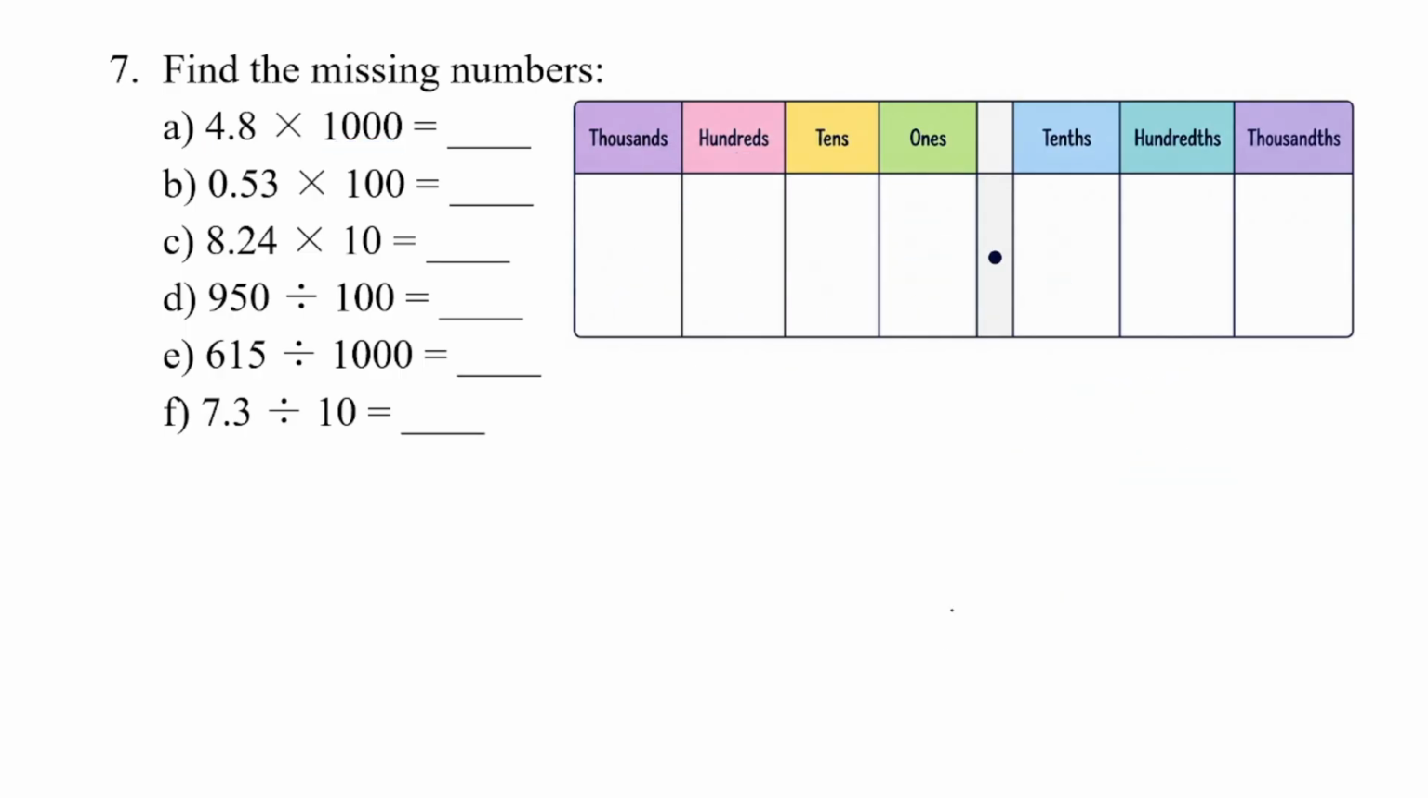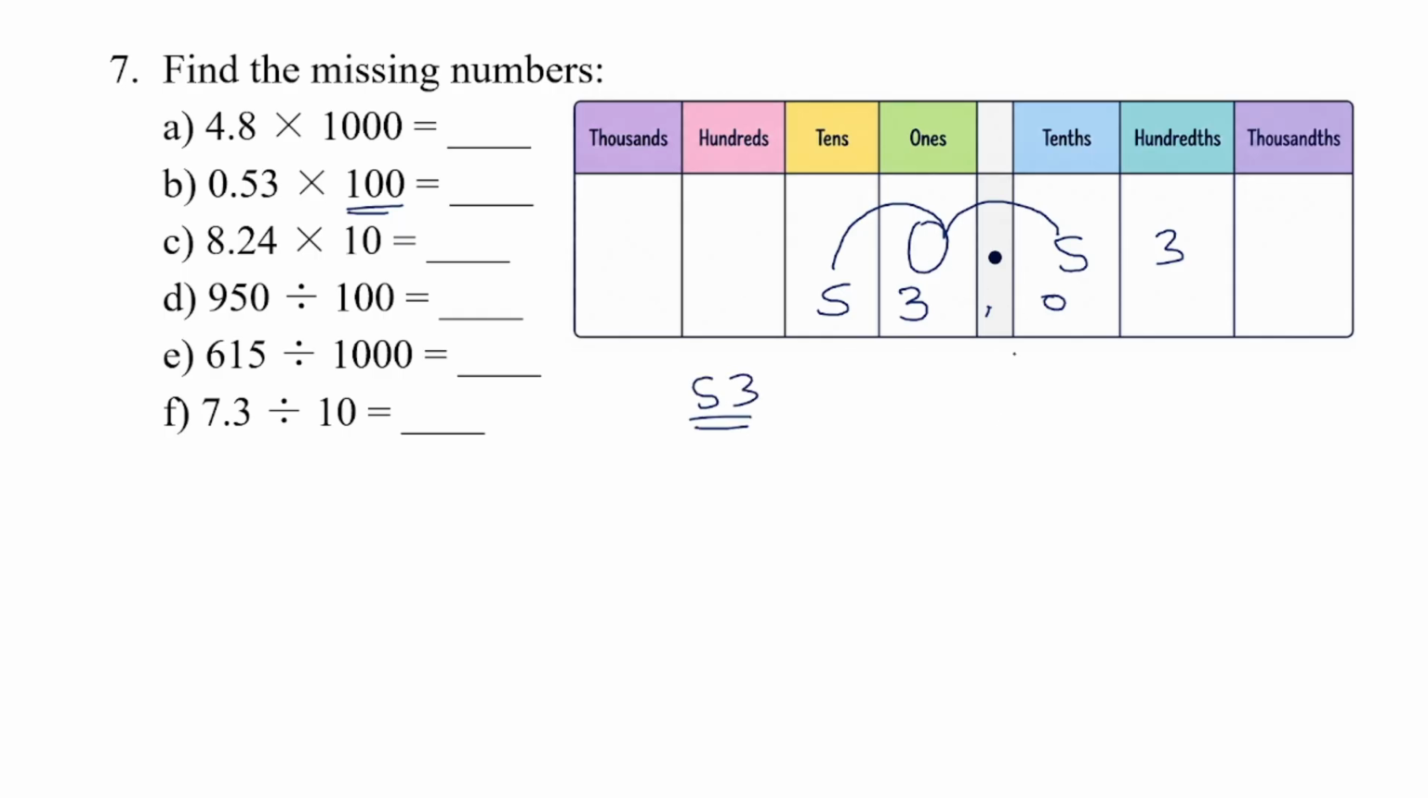Let's do the next one, B. So we have 0.53. We're multiplying by 100. So the number must become bigger. So we must move the number 2 places to the left. So it's going to be 1, 2. Now it means the 5 should be here and the 3 there, and then 0.0 like that. Okay. So it means this must be 53.